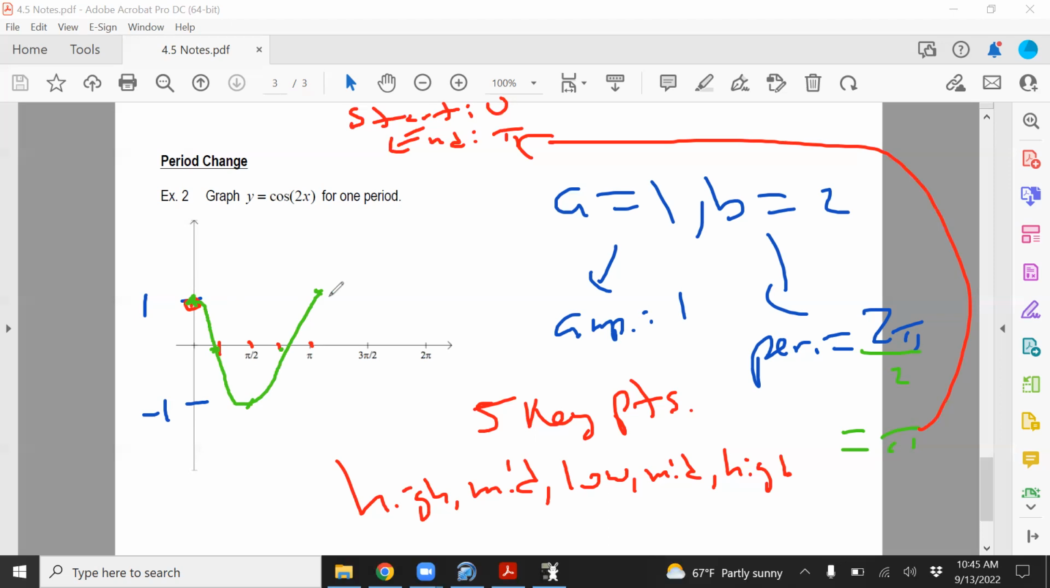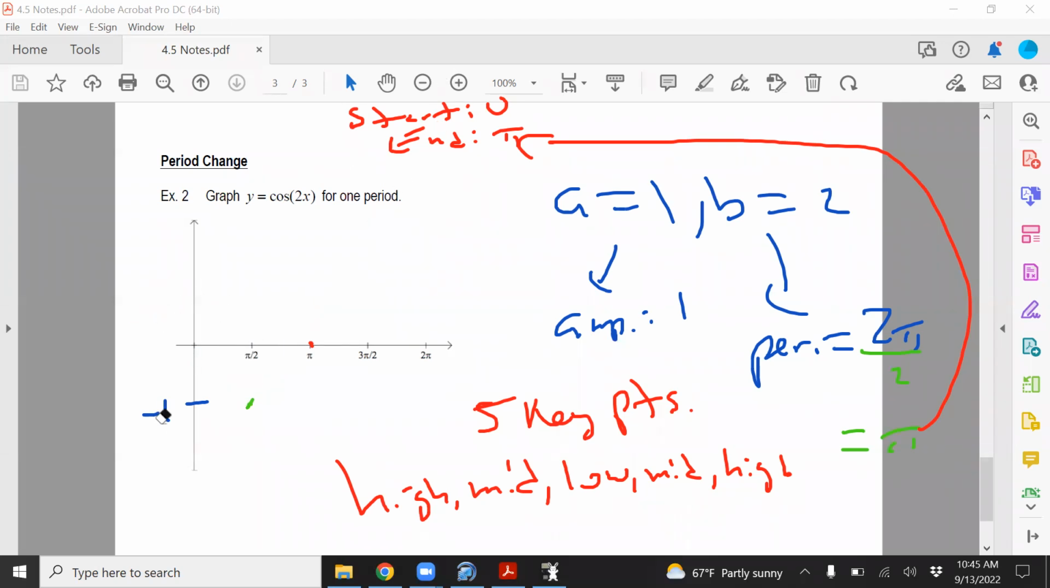Personally, when I actually give you these problems, I don't label the axes. I'm going to ask you guys to label it. And then you just label it appropriately. Like, okay, I know it starts at 0, ends at pi, it has to end at pi because the period's pi, and then you have all the stuff in the middle. And yes, 100%, always 5 key points.